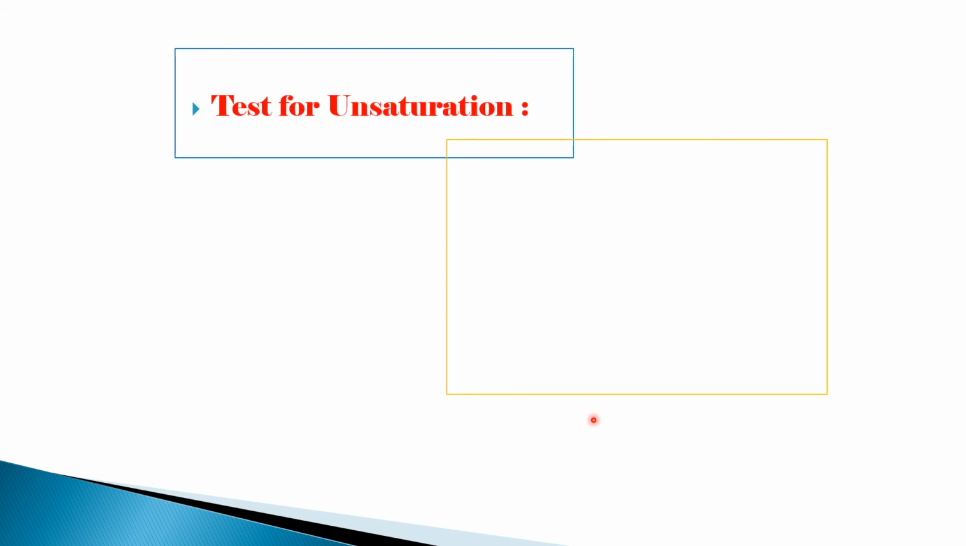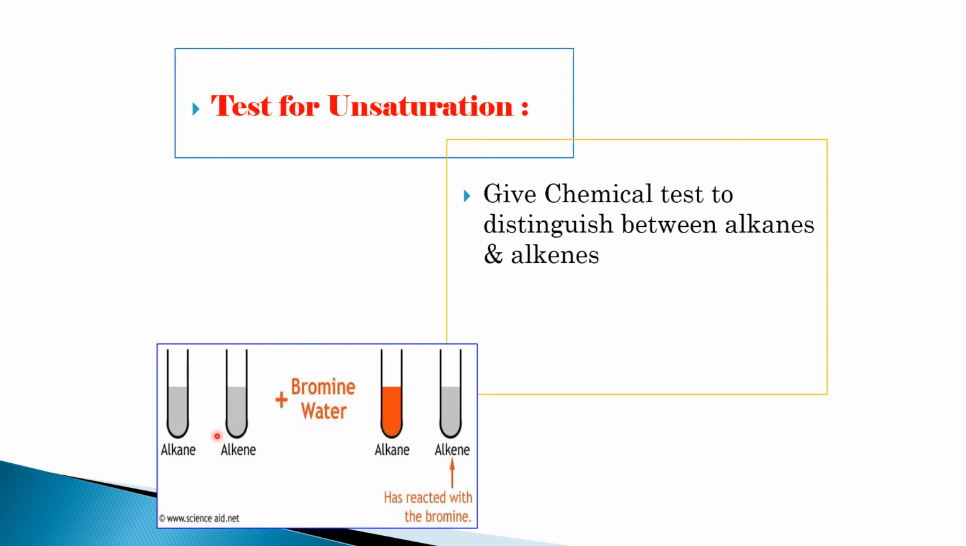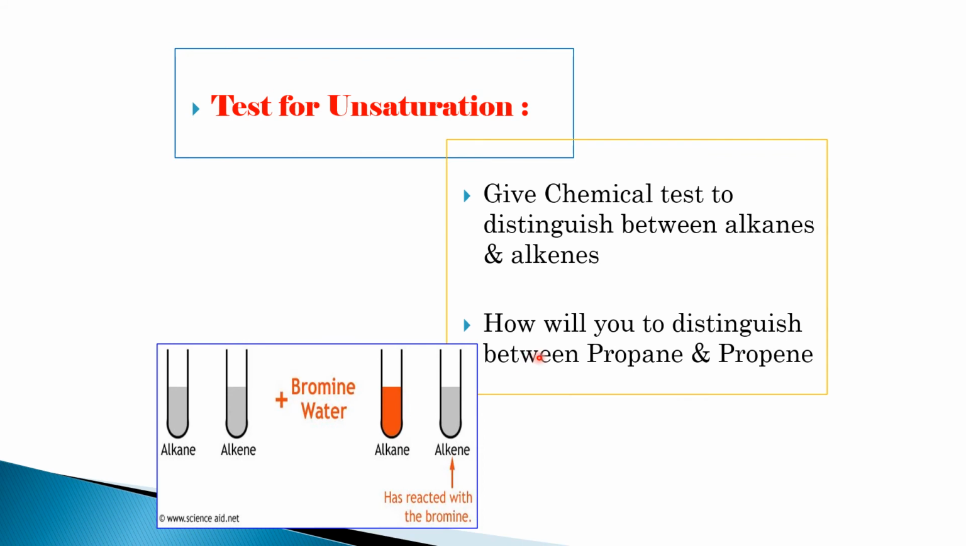Then next point is test for unsaturation. Give a chemical test to distinguish between alkanes and alkenes. And second question, how will you distinguish between propane and propene?